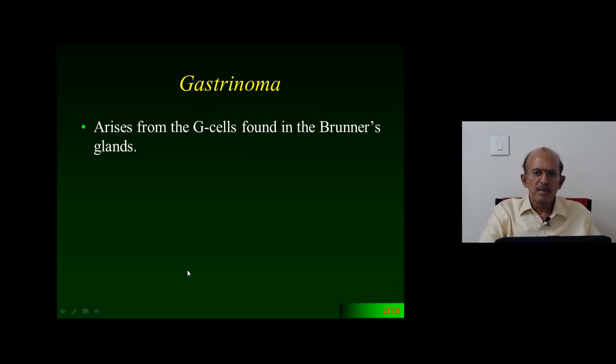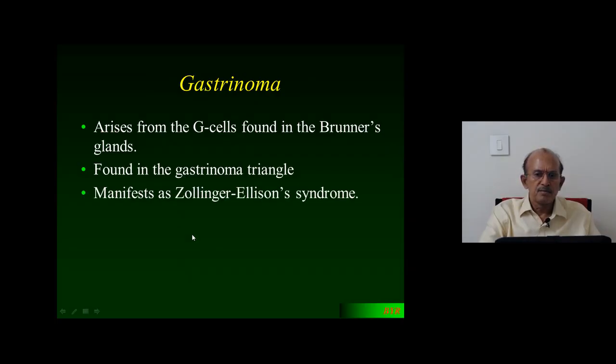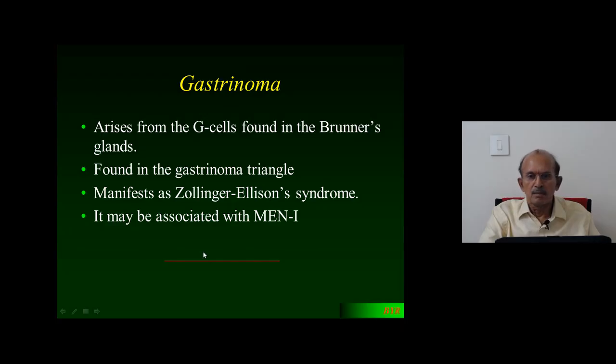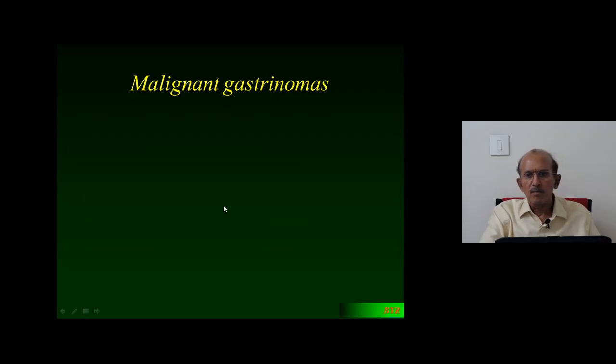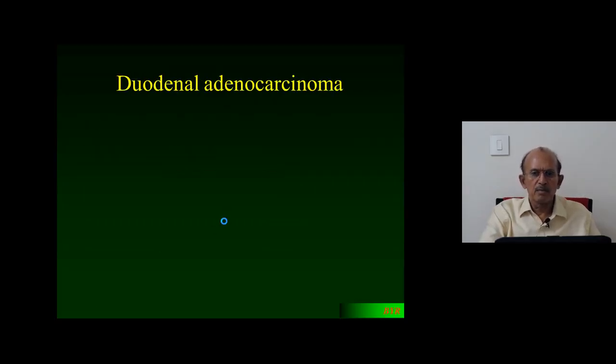Gastrinoma arises from G cells found in the Brunner's glands. They are present in the gastrinoma triangle. They manifest as Zollinger-Ellison syndrome, and they may be associated with MEN type 1 syndrome. Because we already discussed Zollinger-Ellison syndrome and this gastrinoma triangle, I am not going to elaborate on these things here now. Malignant gastrinomas are rare; they metastasize to the liver.